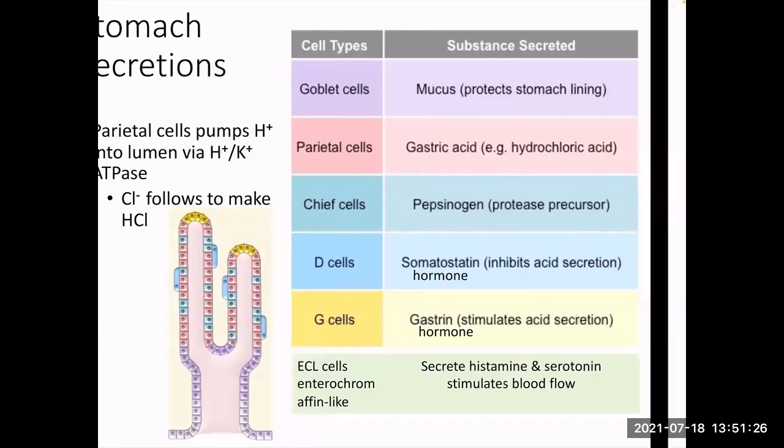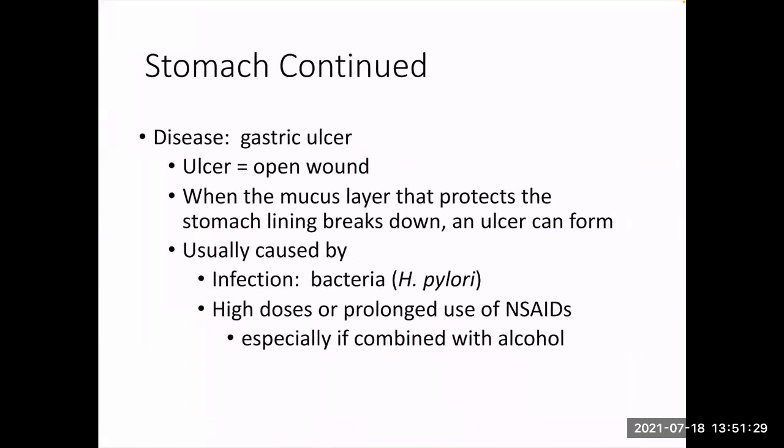Okay. So what if things go wrong? Maybe you get a break in that mucus layer, right? It gets disrupted, and now the gastric juice can reach the lining of your stomach and break it down. And that is called an ulcer. An ulcer is an open wound, right? A wound that has not scabbed over. You can have an ulcer essentially anywhere. So when it's the stomach, we need to say gastric ulcer so that we know exactly what we're talking about.